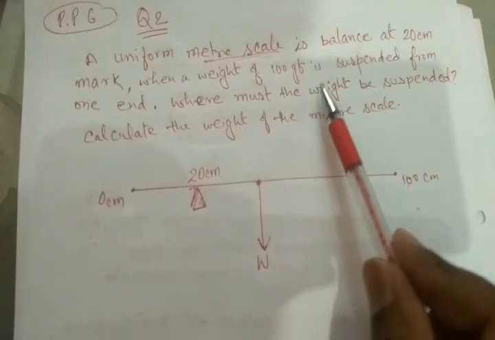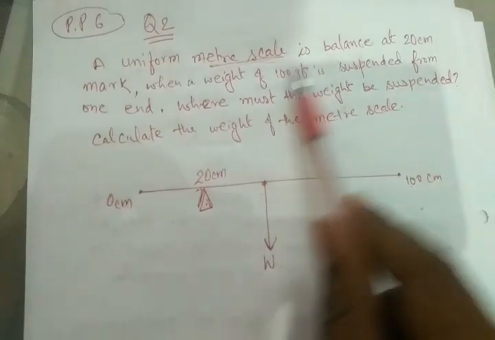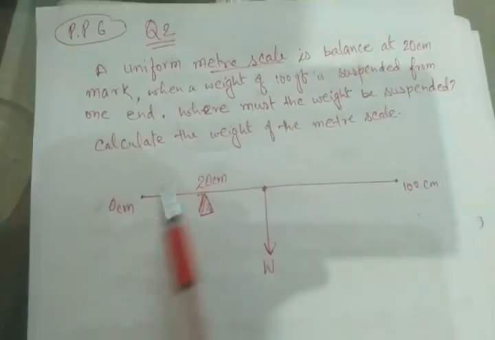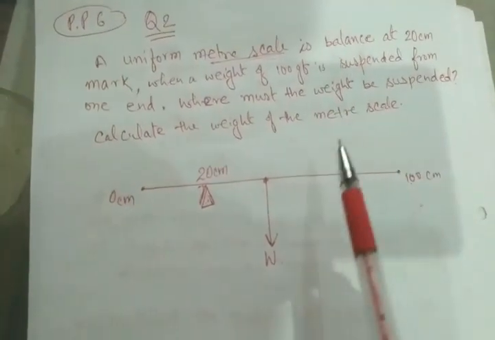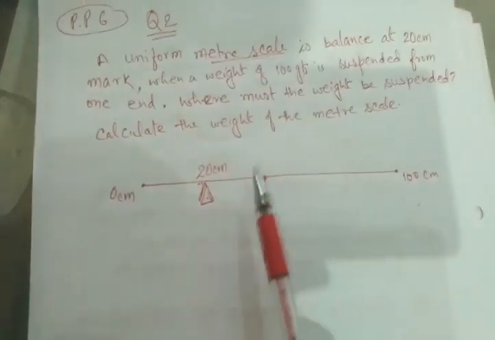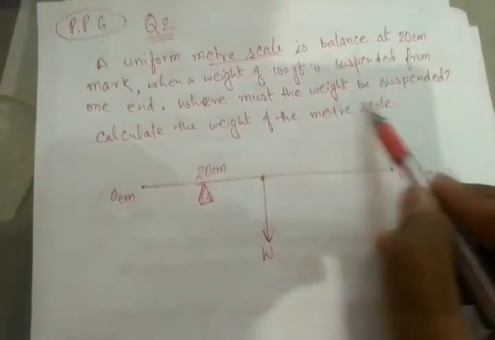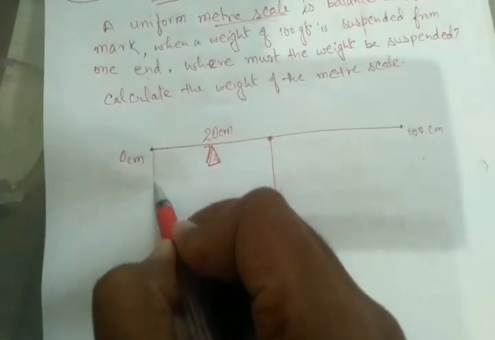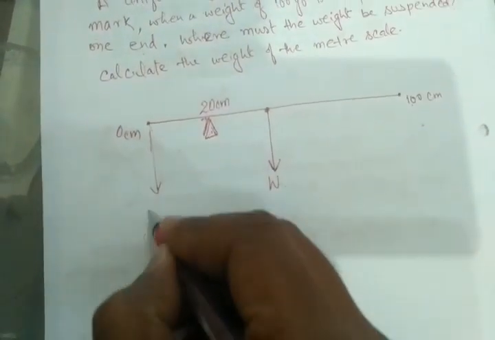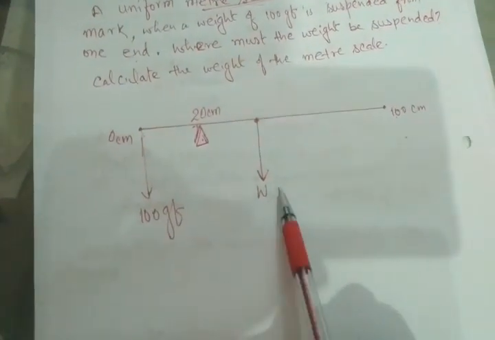So read the question. When a weight of 100 gram force is suspended, this is the extra weight I'm going to put somewhere here. The question is, where must the weight be suspended? I'm asking you where you will suspend this 100 gram force to balance it, on this side or on this side? Yes, on this side. And it is written here, one end. End means at the extreme. So I'm putting the 100 gram force at this point, and that is why it is balanced, because of these two forces.